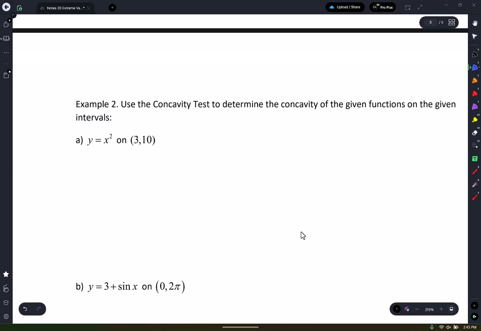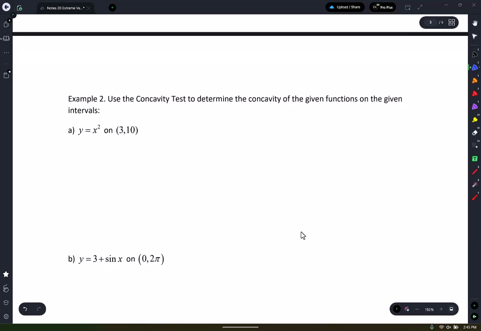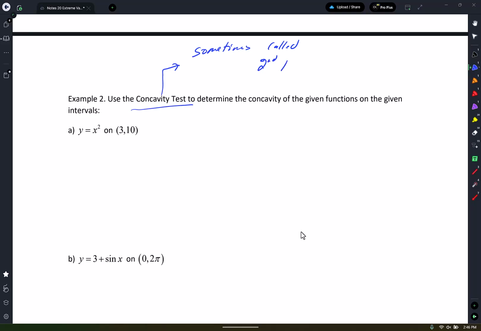Okay, check it out. We got two little examples. It says, use a concavity test, sometimes called second derivative test. So let me go ahead and write that. Sometimes called second derivative test. So you'll hear both of those names interchangeably, to determine the concavity of the given function on the given interval. Y equals x squared on 3 to 10.